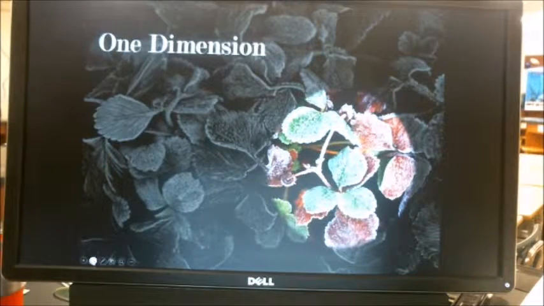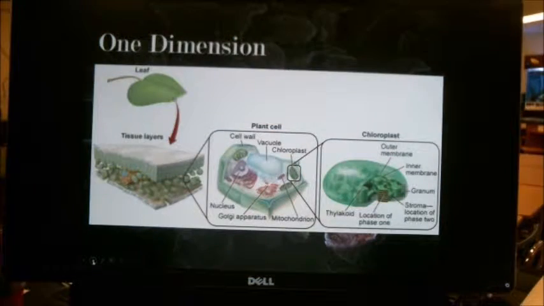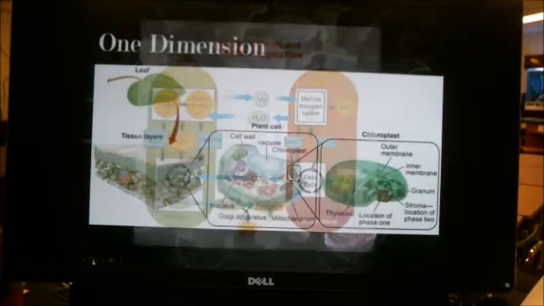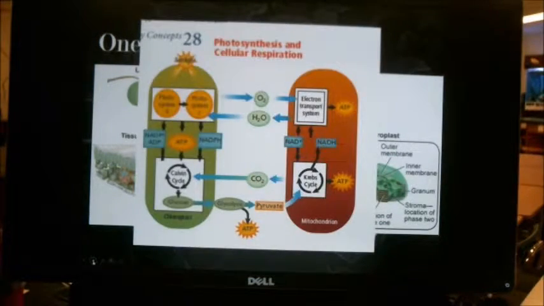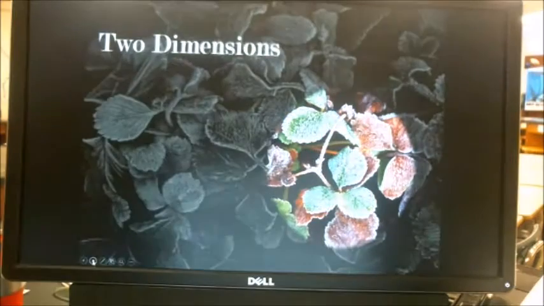So before, my one-dimensional lessons with photosynthesis would include maybe worksheets, some labeled diagrams, maybe things like this. We would study this. This would be in the book. And we'd have this diagram showing photosynthesis and cellular respiration and the contrast. And we would definitely focus on the equation, make sure everybody understood that.